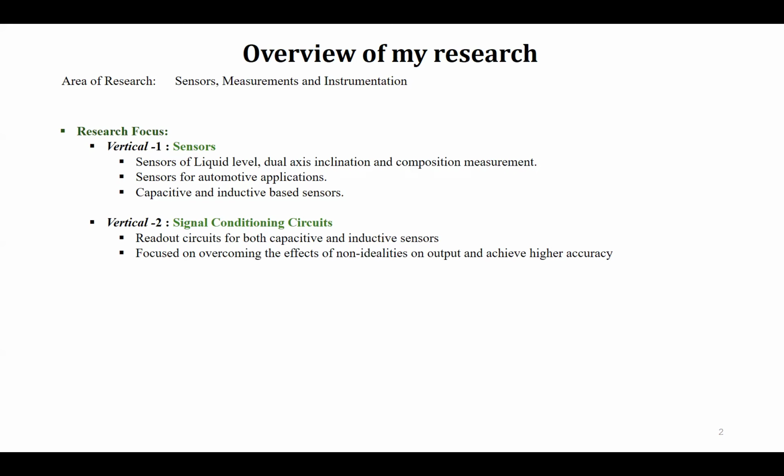And truly speaking, I don't have much research experience in biomedical applications. But whatever I have designed so far in capacitive and inductive sensors all aligns towards biomedical applications. We can directly apply those sensing design rules to these biomedical applications. Right. So let me give some more overview of my research.